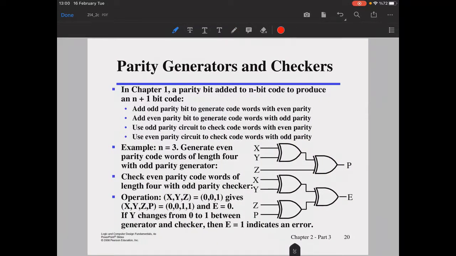Now, how do we build parity generators and checkers in this manner? If we want to have an even parity circuit, we need to have an odd function generator for this purpose. If we want to check, for example, even parity of even parity data, we need to have an odd function checker as well. Now let's take a look at what it means. Suppose that this is your original data, and you want to add a single parity bit to it, which is odd parity.